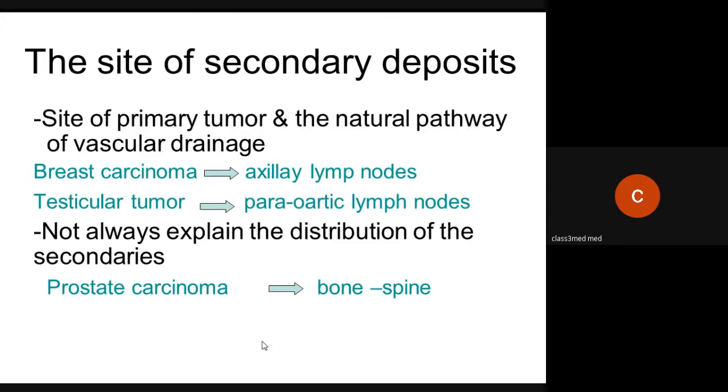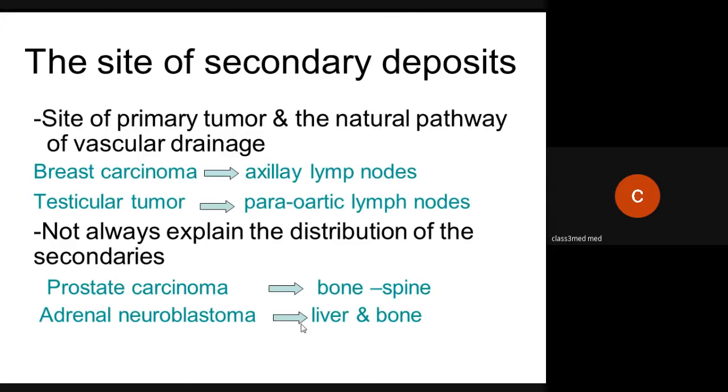Clear? Another example is the adrenal neuroblastoma. Neuroblastoma is a malignant tumor, most commonly in the retroperitoneum in the adrenal gland, and these tumors frequently metastasize to the liver and to the bone.